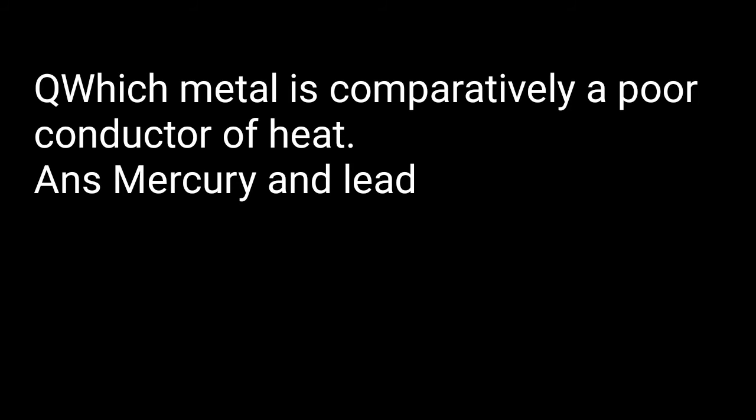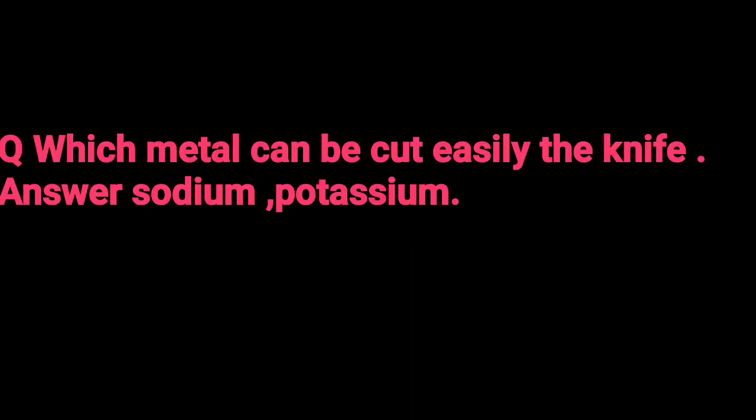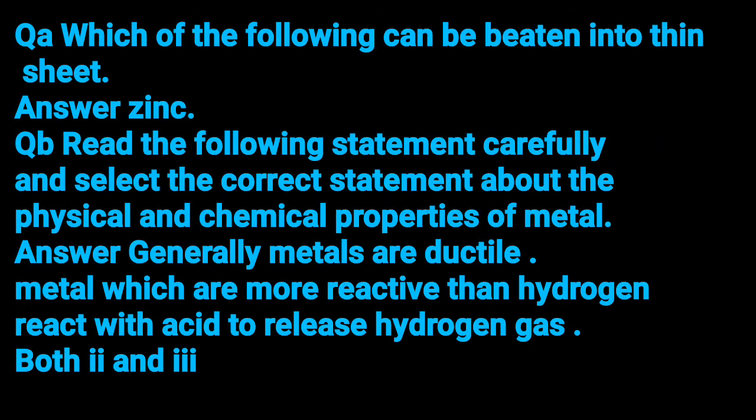Next, think and apply. First question is, which metal can be cut easily with a knife? So sodium and potassium we can cut with a knife. These are soft metals. Next, which of the following can be beaten into thin sheet? So zinc can be beaten and converted into a sheet.